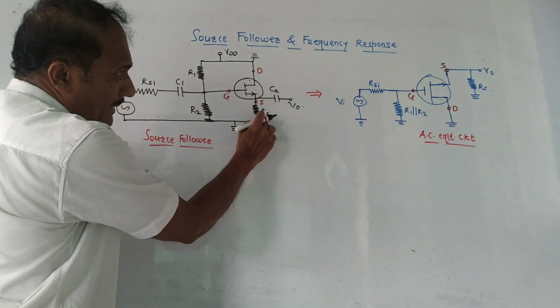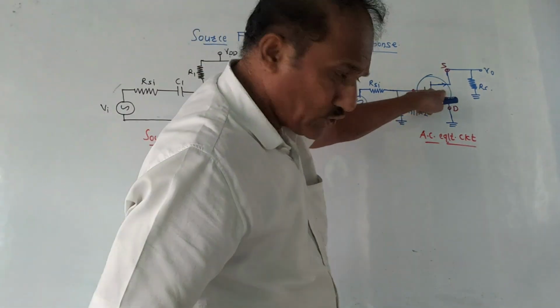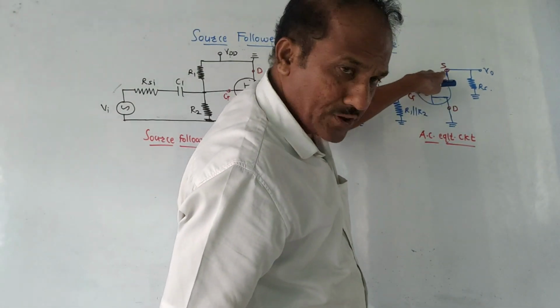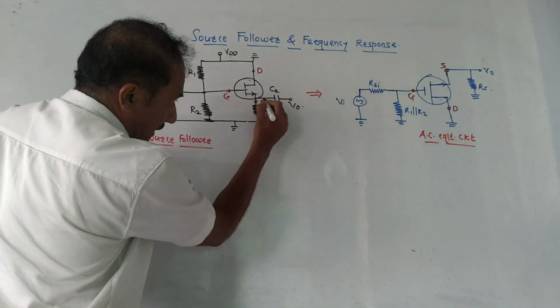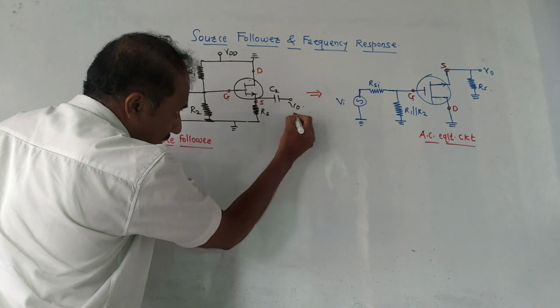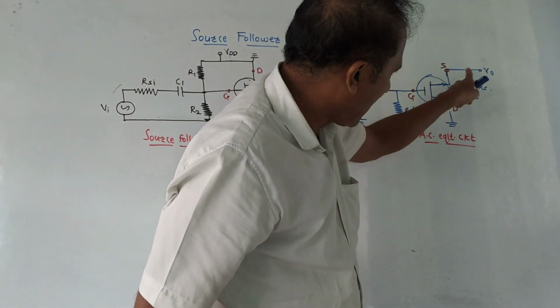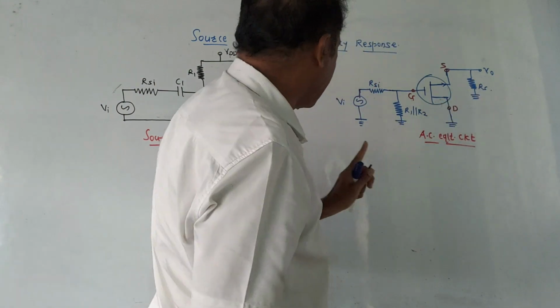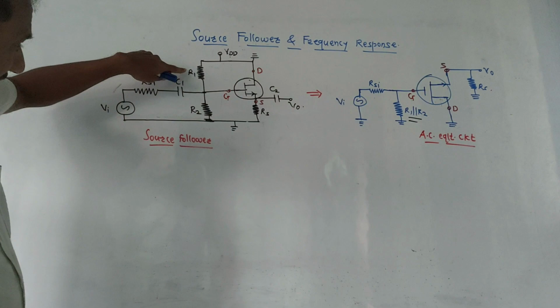Look at the source terminal. It is grounded through RS. So this is the source terminal. ये source terminal है. It is grounded through RS and across source, I mean from the source terminal V0 is taken out. So same thing, from the source terminal V0 is taken out and from source to the ground RS is connected. About this part, look at this diagram.